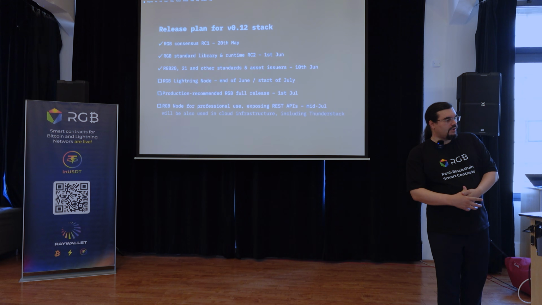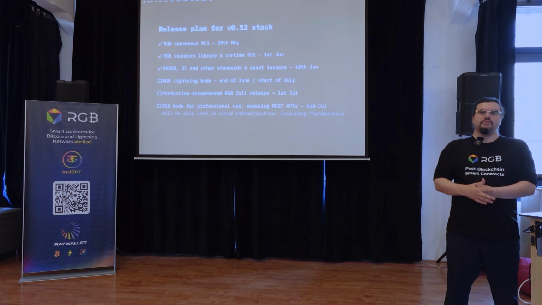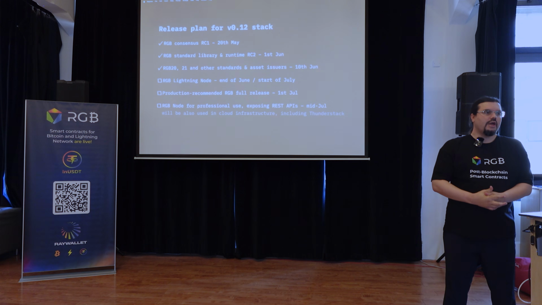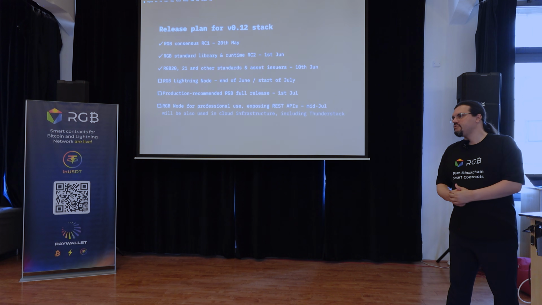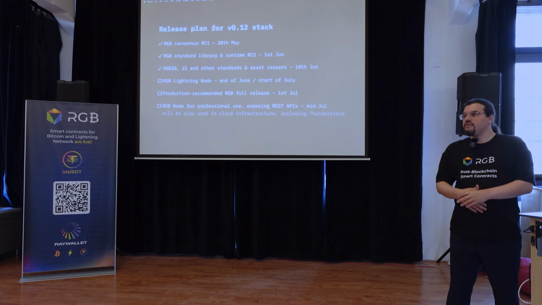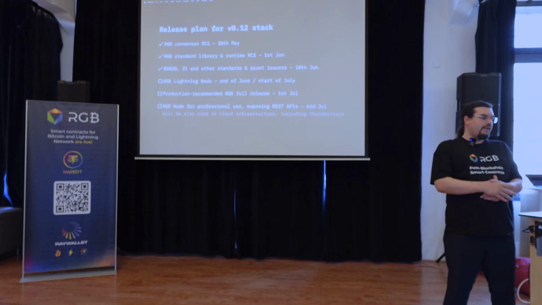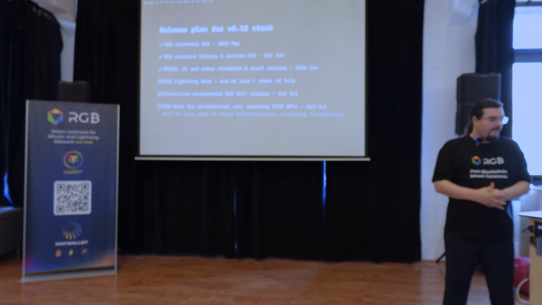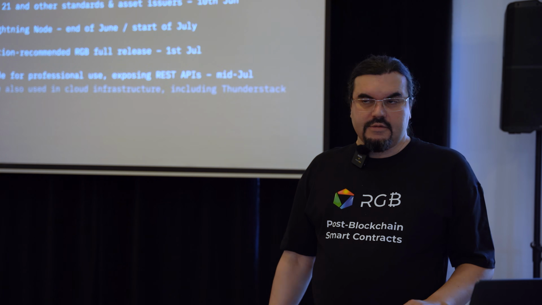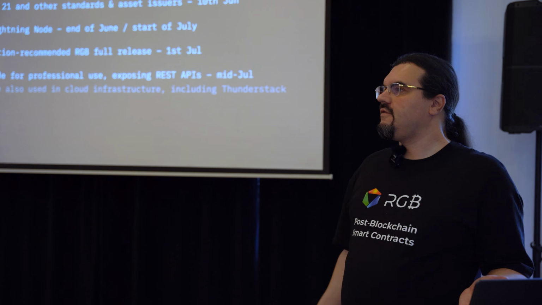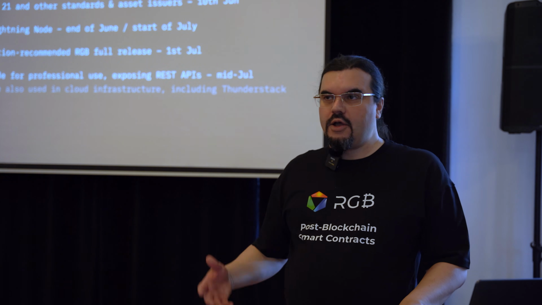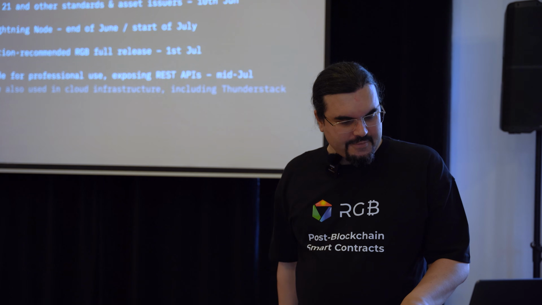After that, we will do an RGB node for professional use, like wallets, wallet providers, exchanges, and professional users wanting to run their own node, with a REST API, easy to integrate into products, and we will be releasing this in mid-July. So that's what happens during these days, basically, and you are witnessing RGB finally going live and alive.